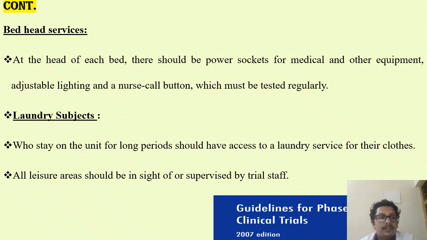So bed head services should be there at the head of each bed. There should be power sockets for medical and other equipment, adjustable lighting and a nurse call button, which must be tested regularly. Laundry: subjects who stay on the unit for a long period should have access to a laundry service for their clothes, and all leisure areas should be inside a supervised area of the trial staff.